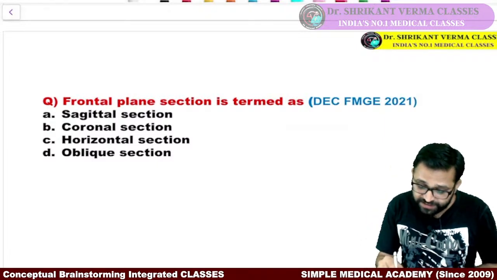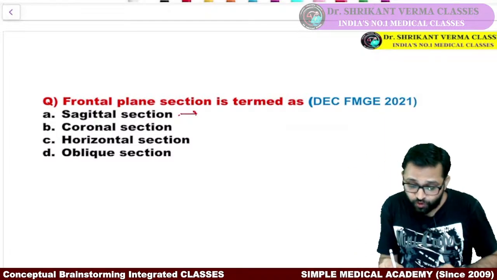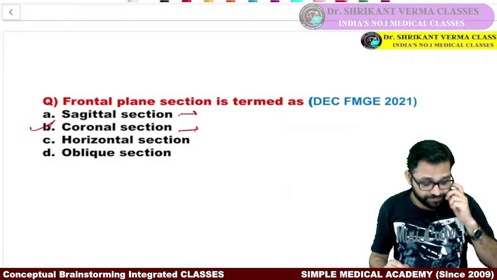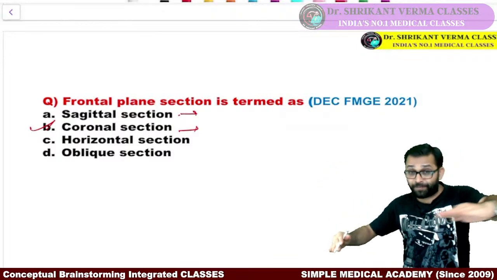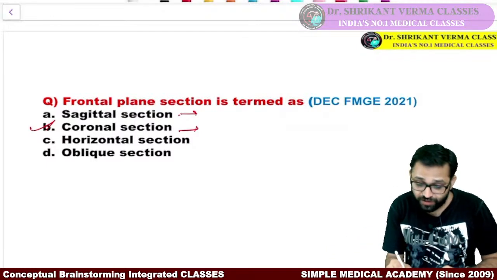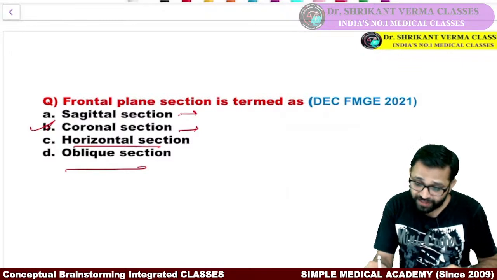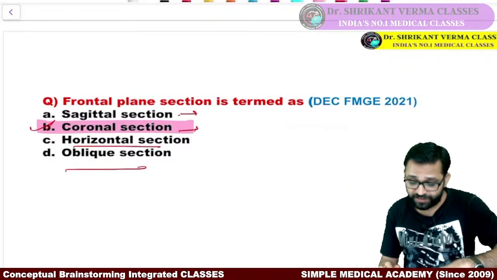Yes. Sagittal section is the section which divides the body into right and left halves. Coronal section divides the body into front and back. So the answer is B. Getting the point? Now try to understand the horizontal section, the plane which divides the body into upper and lower parts, and the oblique section which makes an angle. So the answer in this part was the coronal section. Yes, one question from general anatomy is sure.